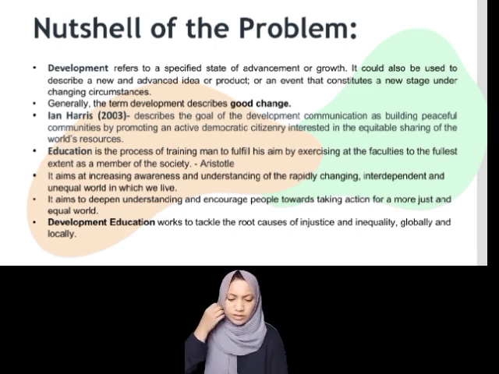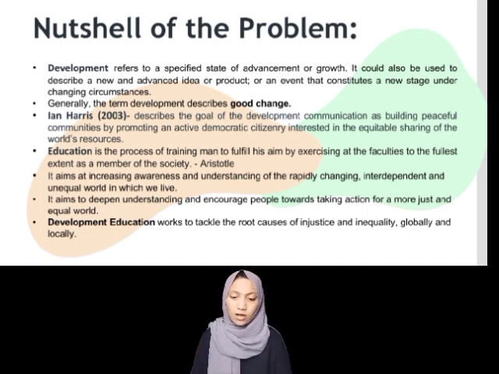It aims at increasing awareness and understanding of the rapidly changing, interdependent, and unequal world in which we live. It aims to deepen understanding and encourage people towards taking action for a more just and equal world. And development education, in short, works to tackle the root causes of injustice and inequality globally and locally.